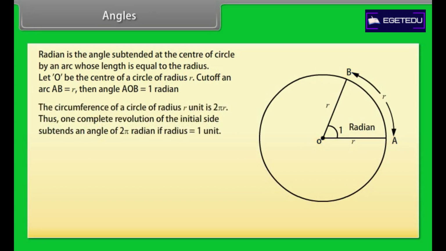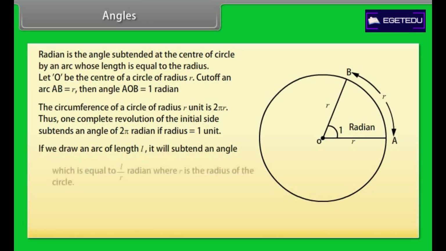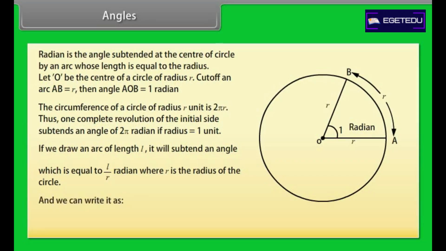The circumference of a circle of radius r unit is 2 pi into r. Thus, one complete revolution of the initial side subtends an angle of 2 pi radian if radius is equal to 1 unit. If we draw an arc of length L, it will subtend an angle which is equal to L by r radian, where r is the radius of the circle. And we can write it as L is equal to r into theta.